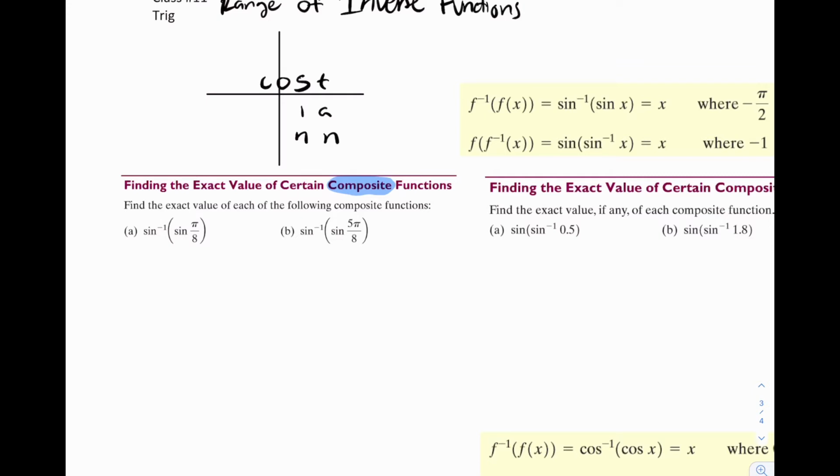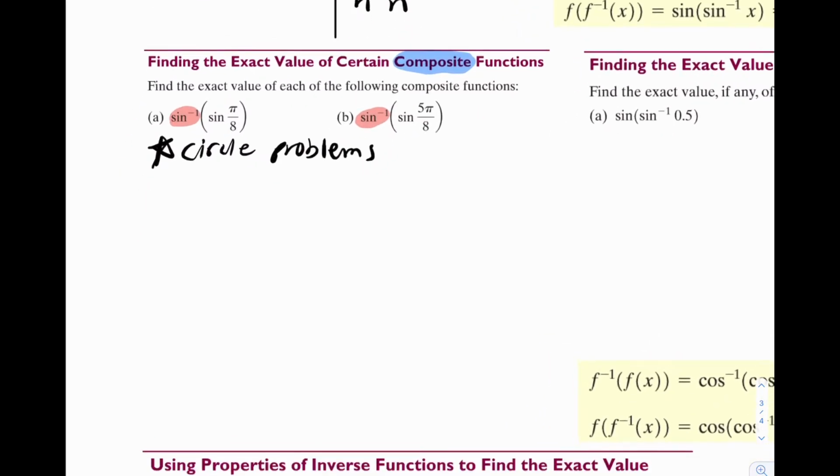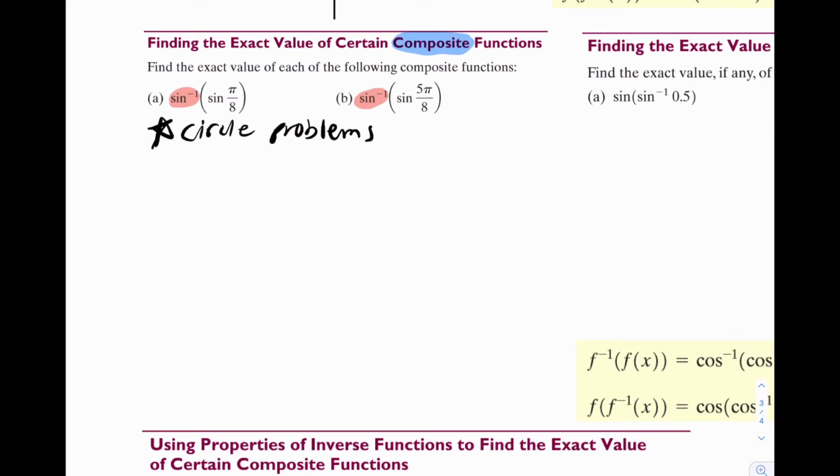For these, you can put a big star here, I call them circle problems. Because what we're going to do is use a circle to figure this out. And a big characteristic of circle problems is you have this inverse on the outside, meaning your answer is going to be an angle. Now the technique, again, it's called circle problems because we're going to use a circle. Here's our xy axis. Let's highlight quadrants 1 and 4 because look at that sine inverse. So highlight quadrants 1 and 4. And what you're going to do is focus on this pi over 8 and estimate where that would be. So I can say that somewhere in quadrant 1.